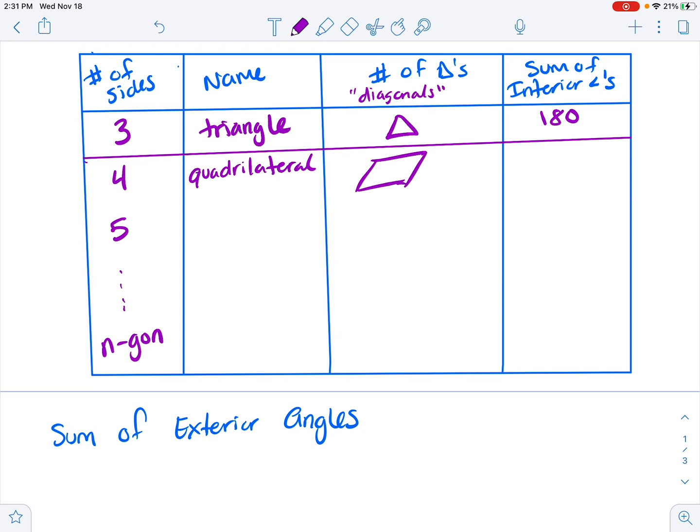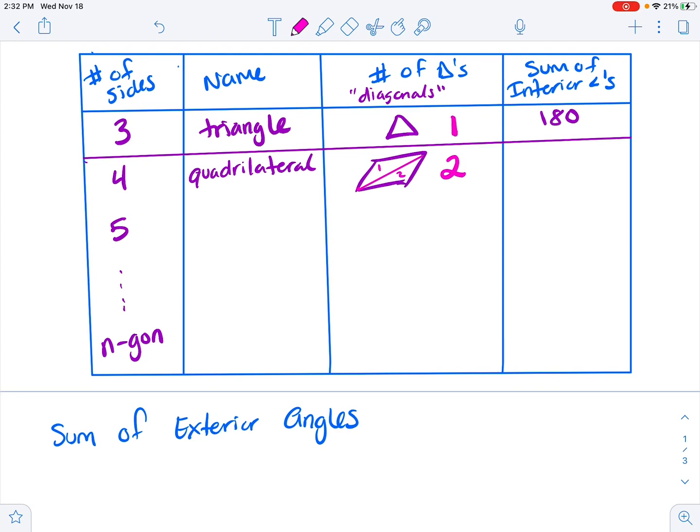So here's my quadrilateral. Now what I'm going to do is pick one vertex, so one corner, and draw in as many diagonals as I can. For this one, there's only one diagonal we can draw in, which goes straight across. So we're splitting it up into how many triangles? 1, 2. So we have 2 triangles for this one, 1 triangle for a triangle.